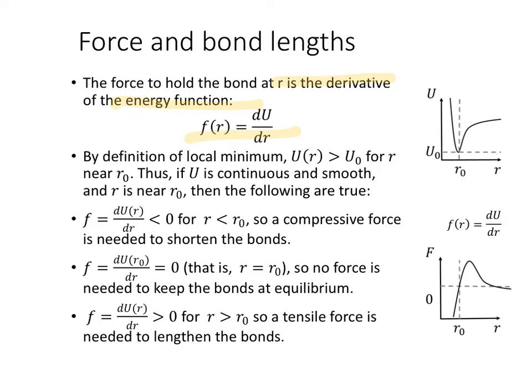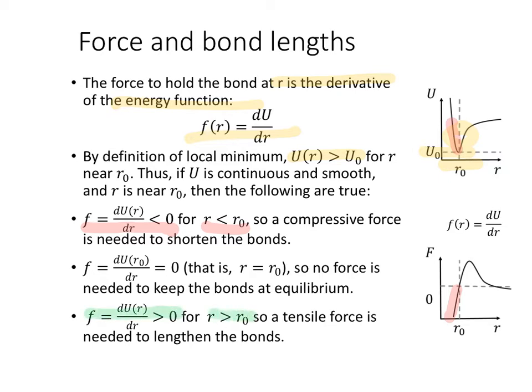By definition of the local minimum, the energy must be greater than the equilibrium energy for r near r naught. That is, if we're near r naught, all of these energies are greater than U naught, which is just to say that U naught was a minimum. So when r is less than r naught, the force is less than 0 because the energy is dropping to that equilibrium bond energy. That is, the force or the slope of the energy function is less than 0 for r less than r naught.